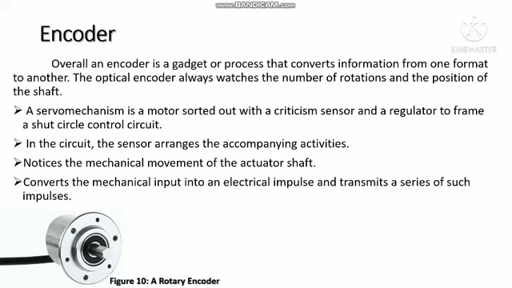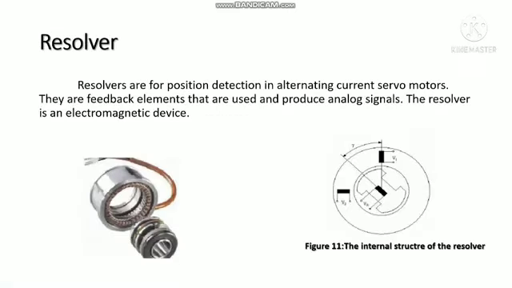The optical encoder measures the number of rotations and the position of the shaft. A servo mechanism is a motor combined with a feedback sensor and regulator to form a closed loop control circuit. In the circuit, the sensor performs the following actions: it notices the mechanical movement of the actuator shaft, converts the mechanical input into an electrical impulse, and transmits a series of such impulses. Resolver. Resolvers are for position detection in alternating current servo motors.